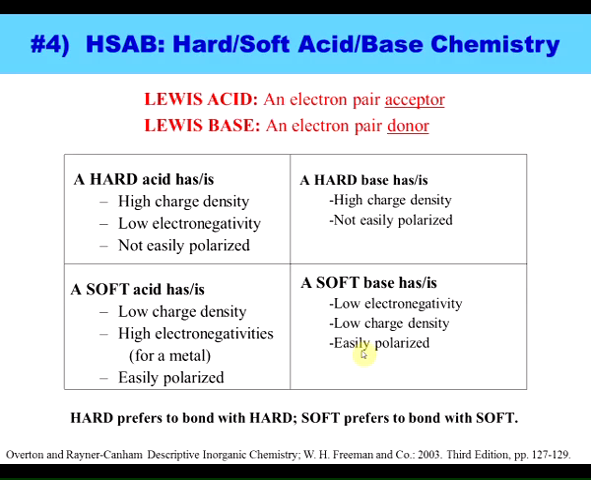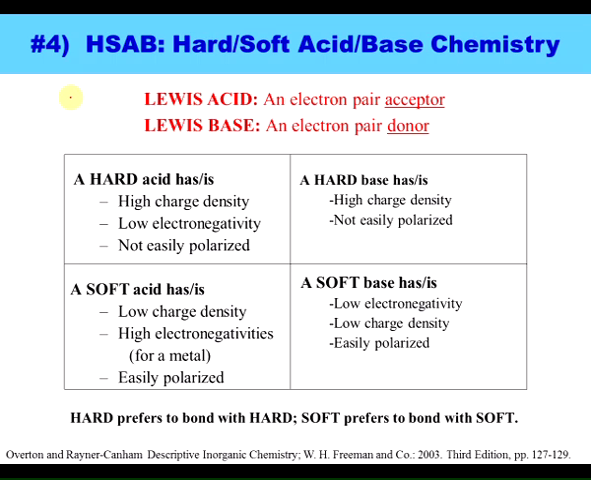Now another thing that we can consider to affect the stabilities of transition metal complexes is hard, soft, acid, base theory. And if we're talking about hard, soft, acid, base theory, we've got to remember our definition for Lewis acids and bases. Remember, a Lewis acid is an electron pair acceptor, and a Lewis base is an electron pair donor.